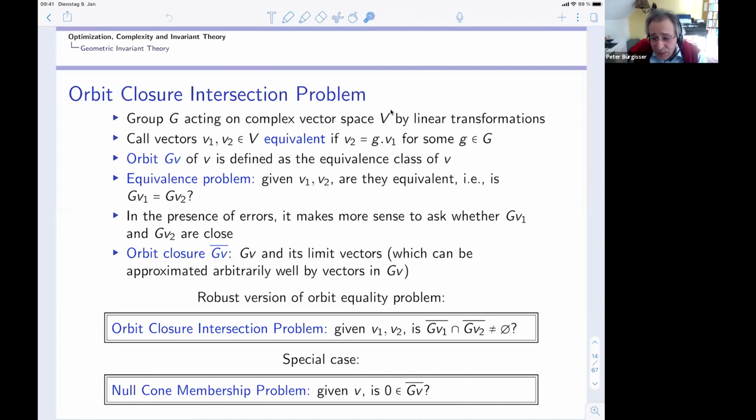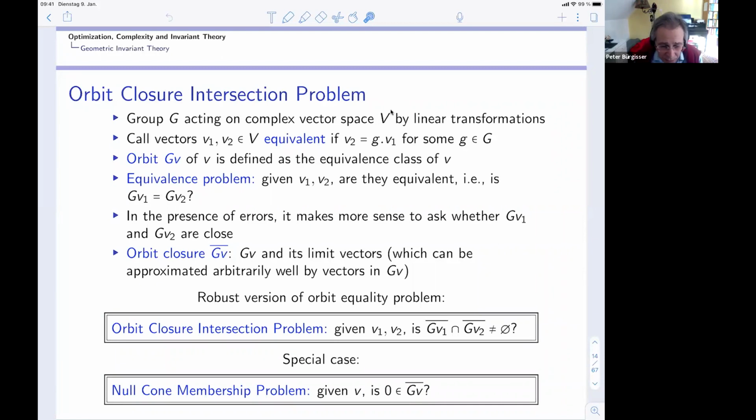So now I assume that one of the two vectors is 0. Of course, the orbit of 0 is 0, the orbit closure is 0. So this orbit closure intersection problem translates to the following question: given a vector V, you look at the orbit closure of V and you ask whether 0 is in it. So it looks maybe a little bit artificial when you see it for the first time, but it's not that artificial.